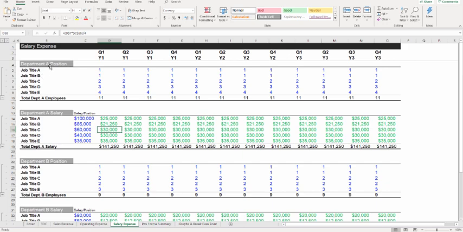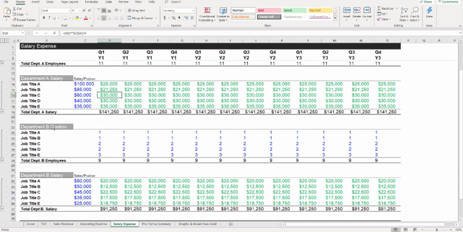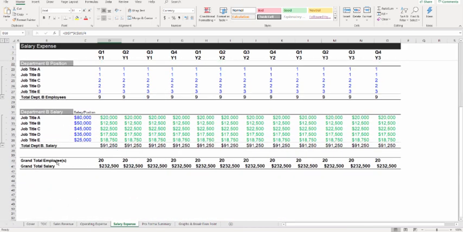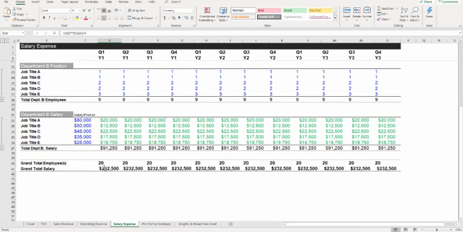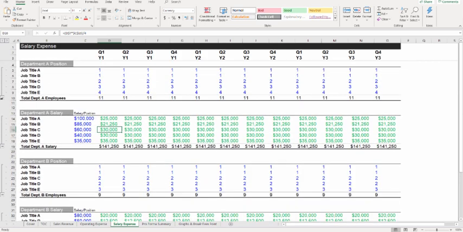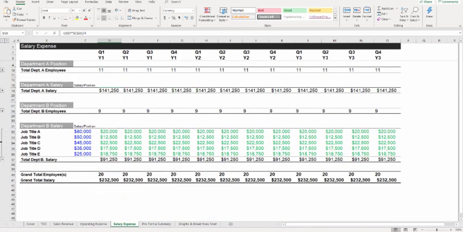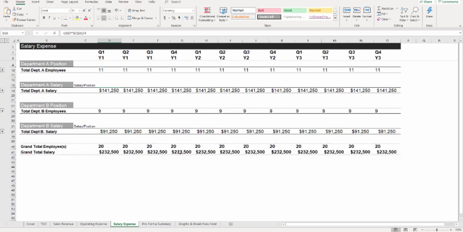Again, we have Department A and Department B. Below, we have a summary of the total number of employees as well as the total salary for the departments. We can then collapse this information to get a nice summary of the department expense.